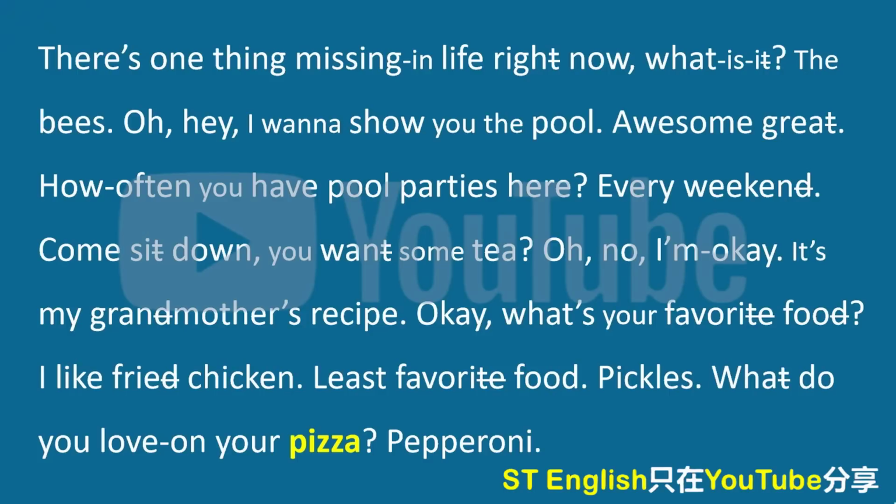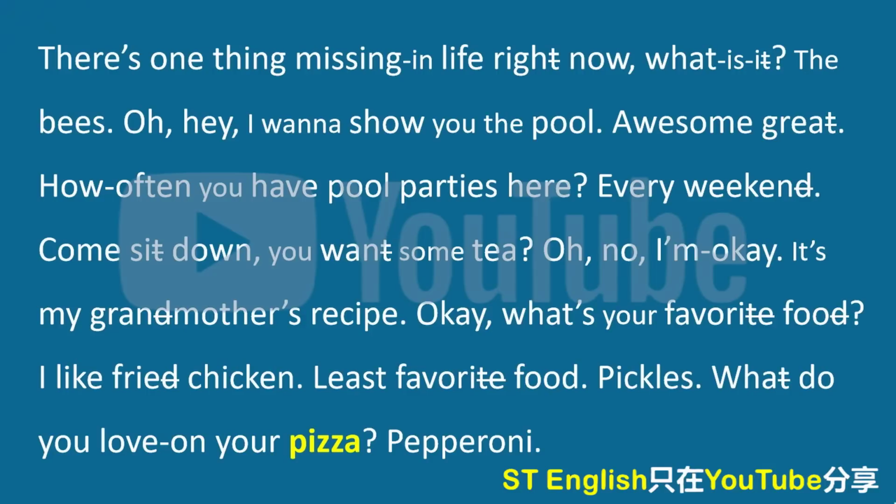下一行 come sit down. You want some tea? 那么 sit 接 with it, 失去爆破 sit down. You want some tea? Want 接 with it, 同样失去爆破。后面的 some 是弱读读成了 some. Come sit down. You want some tea? 语调上扬。继续 Oh no, I'm okay. I'm 和 okay 连读成了 I'm okay.